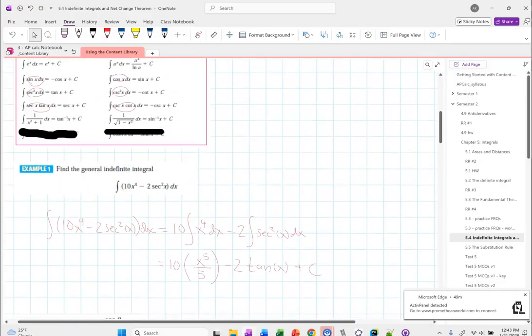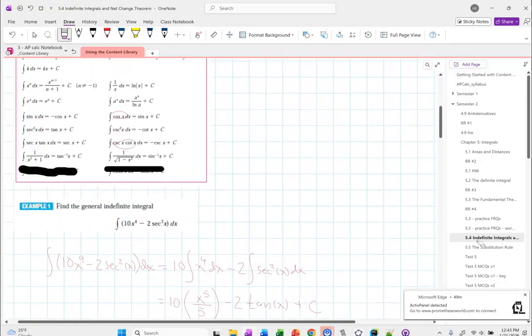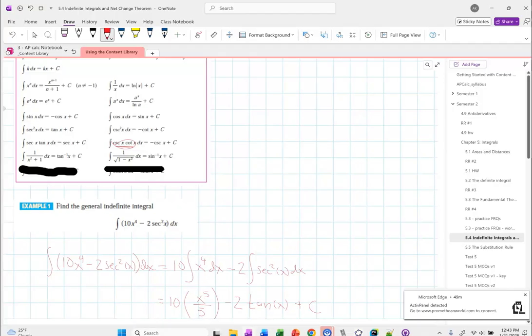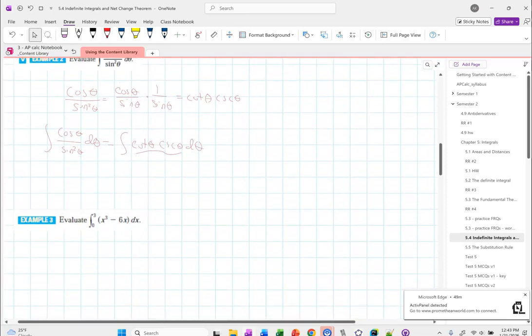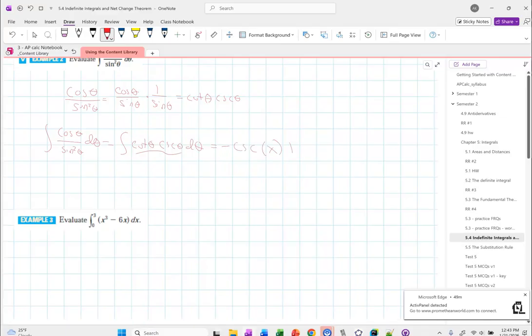And then this, that guy right there. So I have negative cosecant. Again, remember, for memorization purposes, all the co-functions are the ones with the negatives. Cosine, cosecant, cotangent, those are all the ones with the negatives, whether you're doing the derivative or the antiderivative. So far, so good?